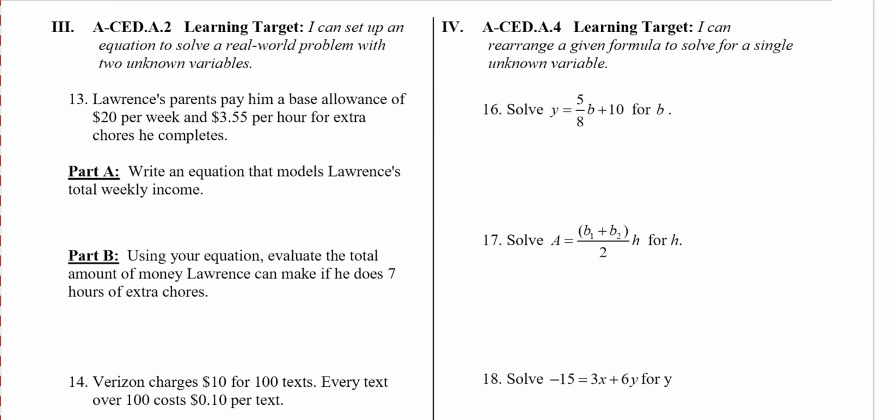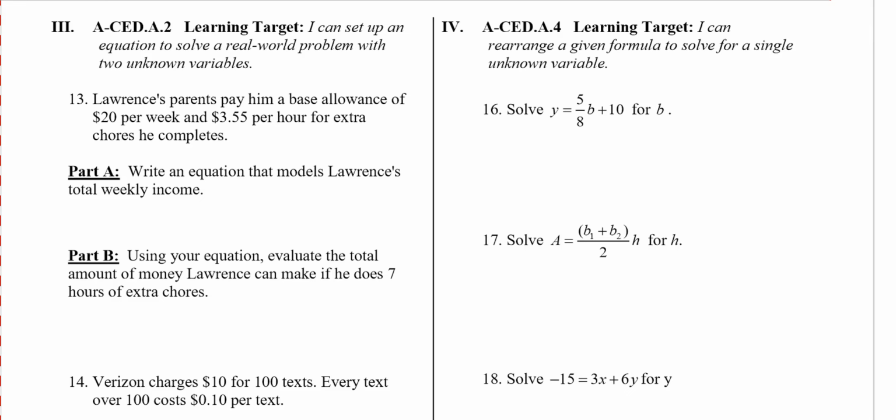Alright, 13. Lawrence's parents, so 13 through 15, same idea as the previous problems, except we're going to have 2 variables now. It's going to be equal to something that we don't know. So we're going to set up an equation that has 2 variables, then we're going to deal with it later. So Lawrence's parents pay him a base allowance of $20 per week and $3.55 per hour for extra chores. Part A, write an equation that models Lawrence's total weekly income.